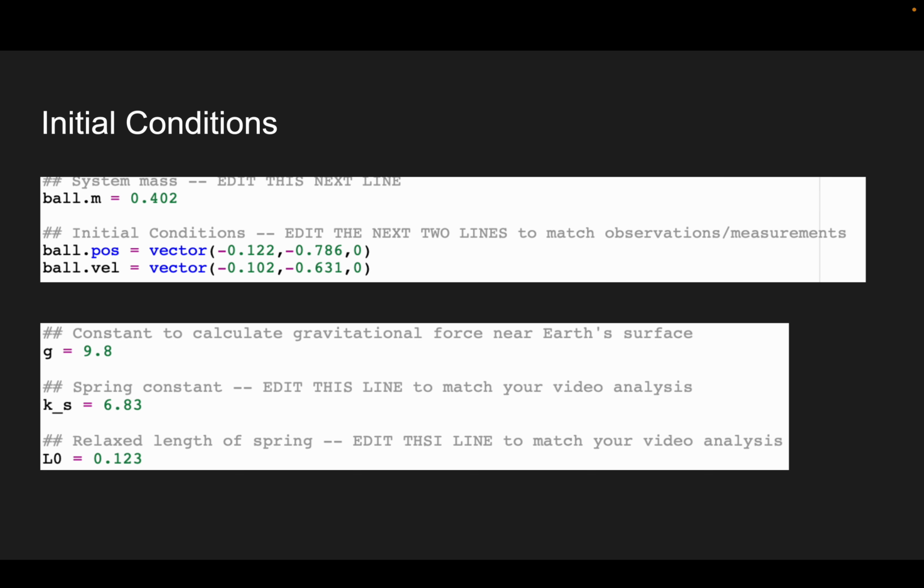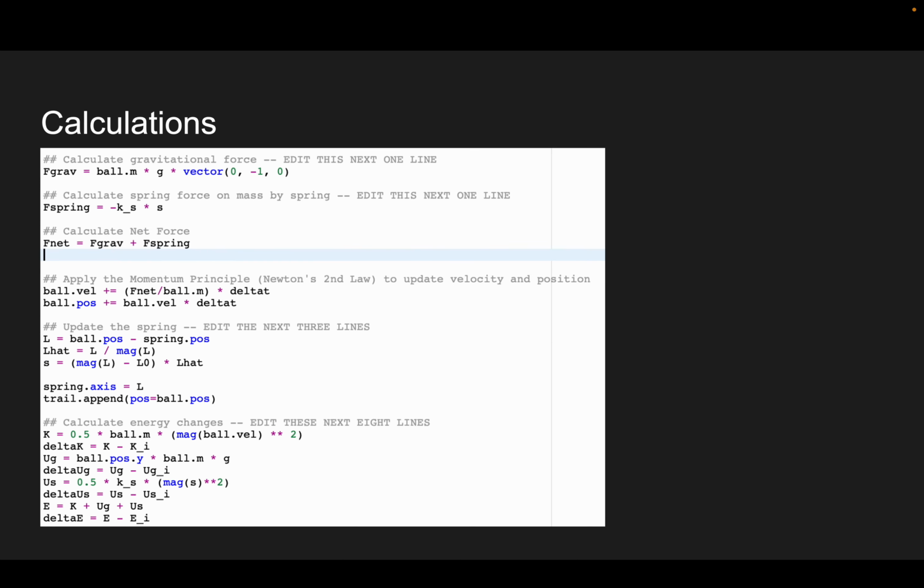Initial conditions. This was given from the video linked in the lab instructions, so this was just copied. The ball position was taken from my own tracker, and the ball velocity was also calculated by me from the first few positions in my tracker data.